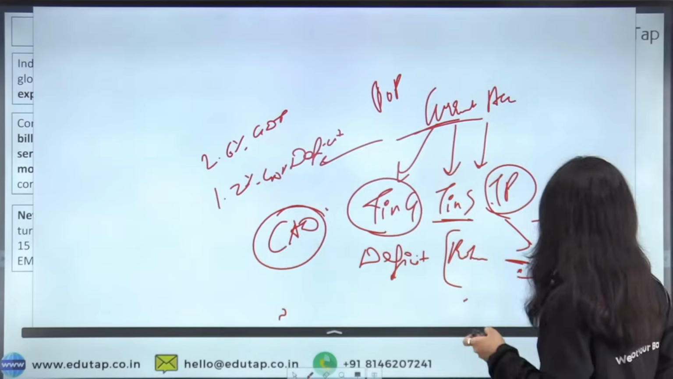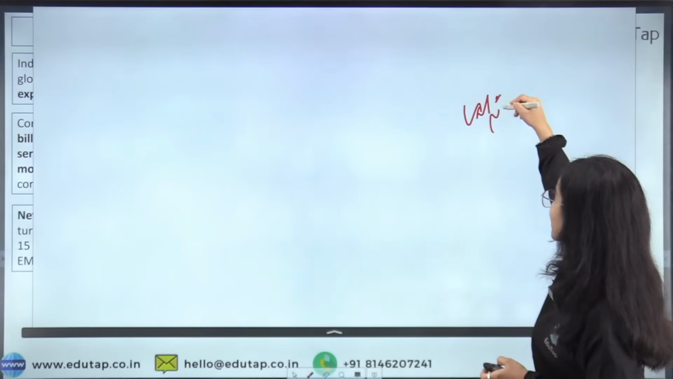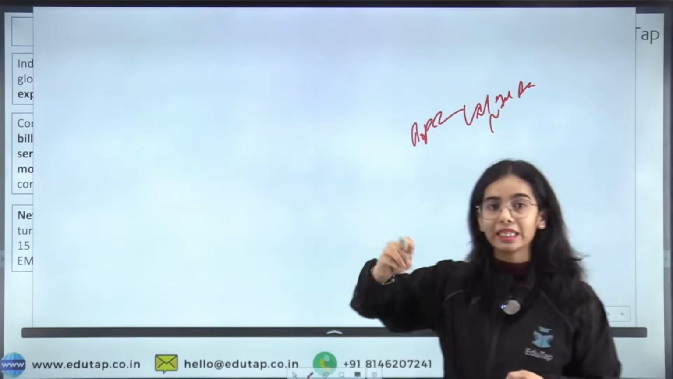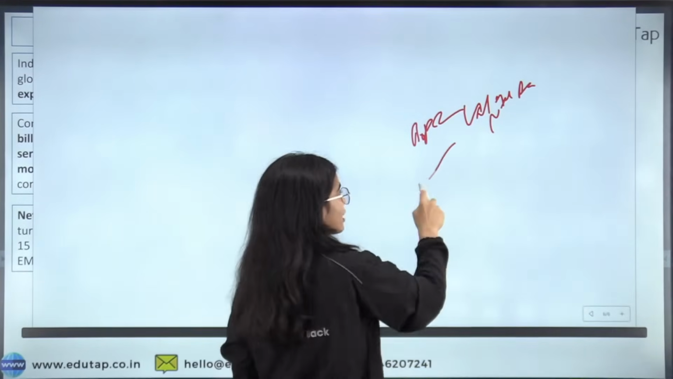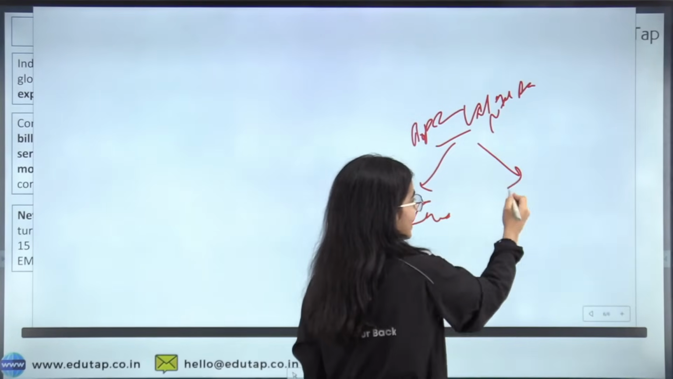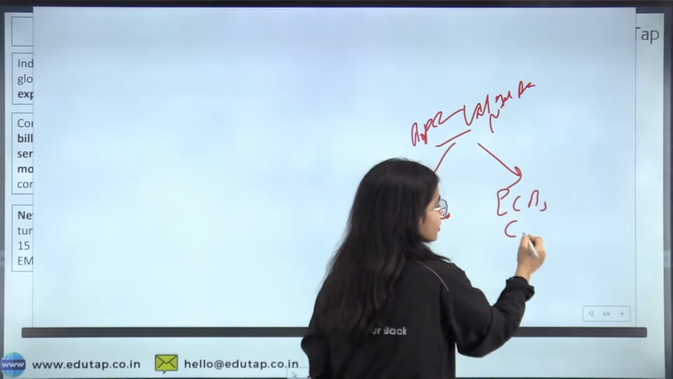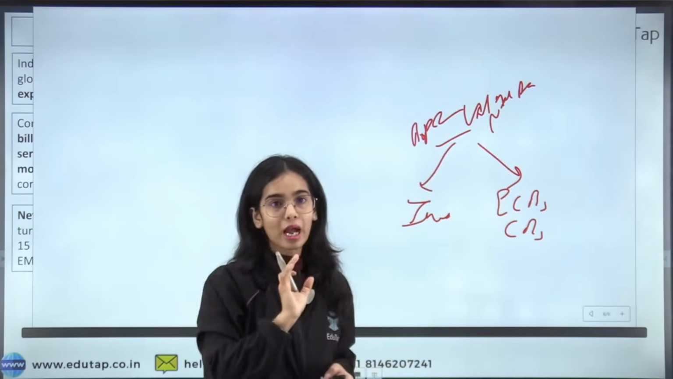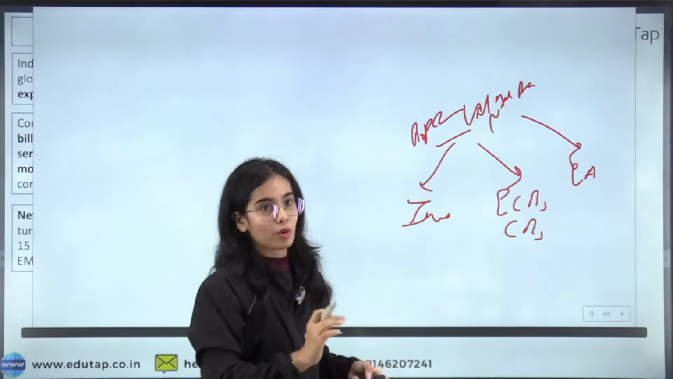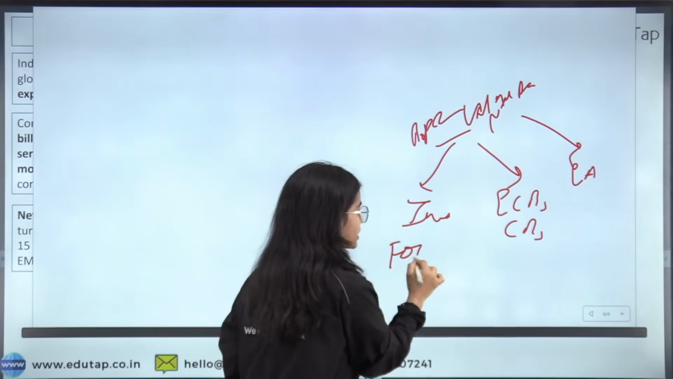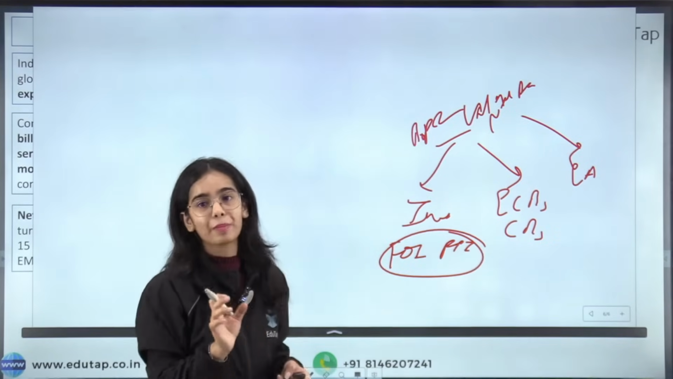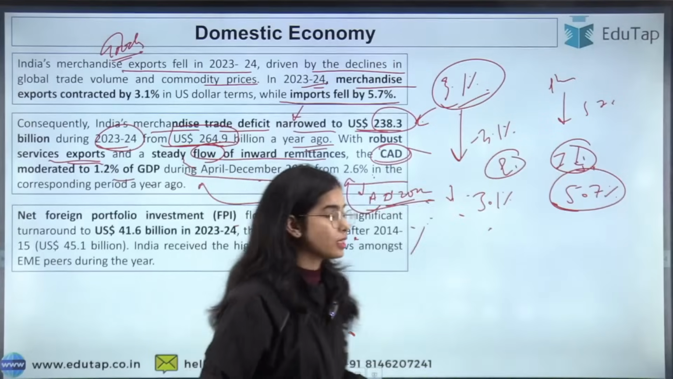What is the capital account? In the capital account of the balance of payment, we have the liabilities and the assets. The investment comes under the capital account, the external commercial borrowings also come under the capital account, as well as the external assistance. So if foreign direct investment is happening, if foreign portfolio investment is happening, that is all coming under the capital account.